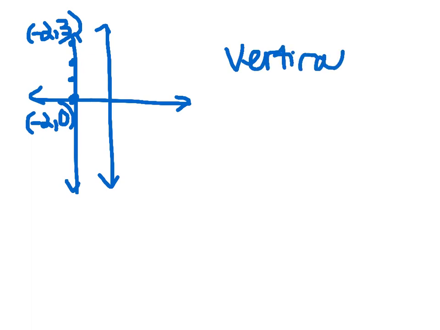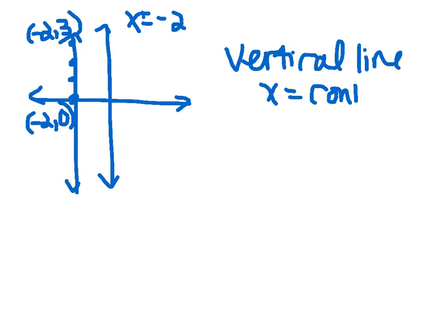So in a vertical line, in this particular one, x is equal to negative 2. But in any vertical line, x is always the same, and so it equals a constant. That's what the form of the equation will always be.